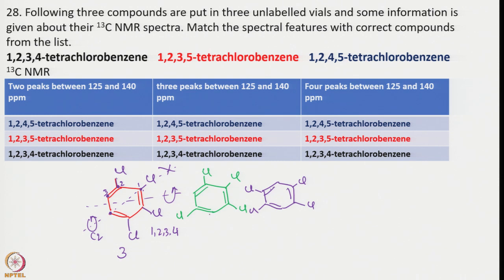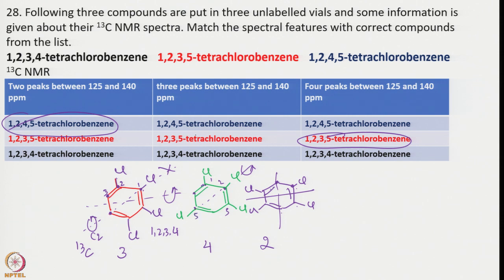Next, if you consider this one here, still we can see some symmetry. With this one we can see 4 identical ones, so 4 13C signals will be there. And in this case you can rotate this way, so 2 signals are there. So the two peaks are for this one, 1,2,4,5. And next, 4 signals means this should be 1,2,3,5. And then with this one, 4 signals are there.